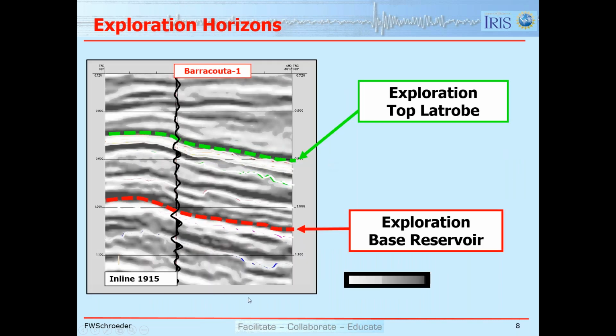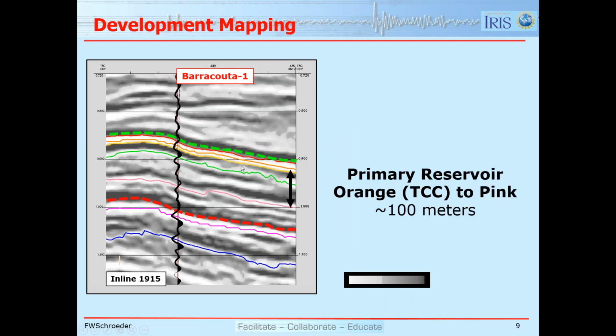So here is a seismic line from the 3D survey. It's through the location of the Barracuda 1 well. And for exploration, what they had mapped, and if you did the exercise, probably what you mapped, was a top of the reservoir shown here in the light green, and a base of the reservoir shown here in red. So that's the gross stratigraphy, if you will. When we get into the production stage, we have to be more worried about details.